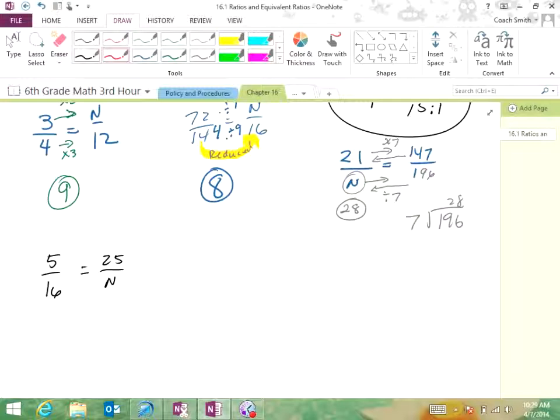All right, Emma? 80. That is correct. We multiplied 5 times 5 to get to 25. So we have to do the same thing to 16, which makes 80.